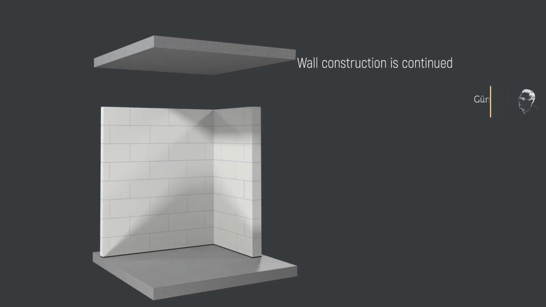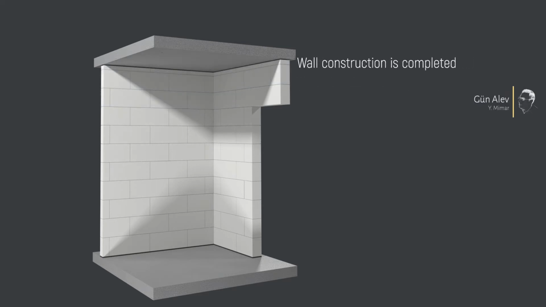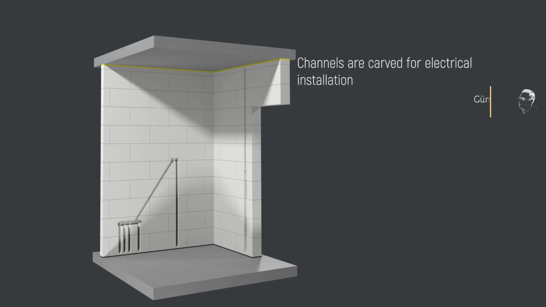Wall construction is continued. Lintels are used to cross openings. Wall construction is completed. Gap is filled with polyurethane foam. Channels are carved for electrical installation.